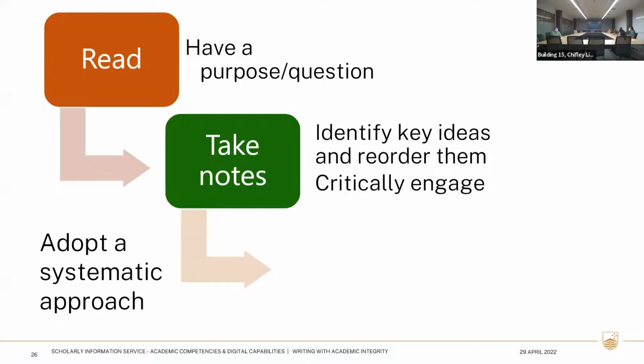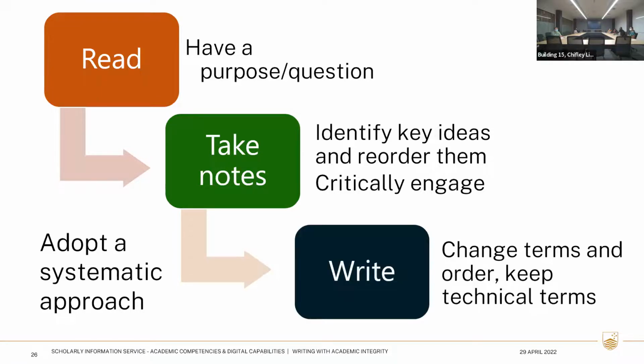When we read with a purpose, we're able to take notes effectively. We're able to identify what are the key ideas that are relevant to our particular research, and then we can reorder them in a way that helps to formulate and support and strengthen our argument. So essentially, when we read with a purpose, then we can take notes in a way that enables us to critically engage with that literature, with what we're reading.